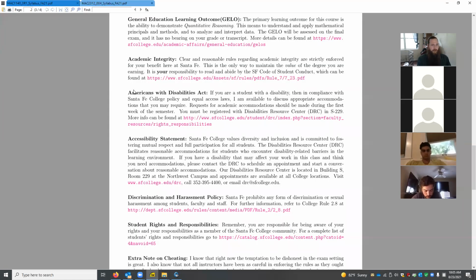Americans with Disabilities Act, the ADA, is a great piece of legislation that guarantees if you have a disability of any sort, learning disability or other disability, that we have to accommodate you, which is a really good thing. So if you are registered with the DRC, or you think you may be entitled to any sort of accommodations, regardless of whether you're registered with the DRC or not, just reach out to me at the beginning of the semester, like now, and we'll make sure you have everything you need.